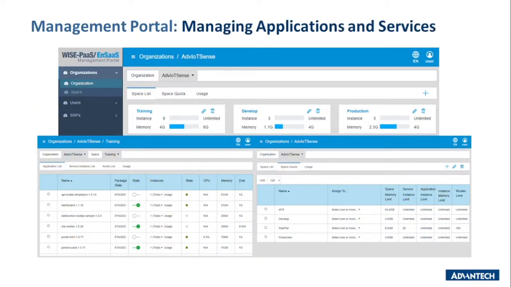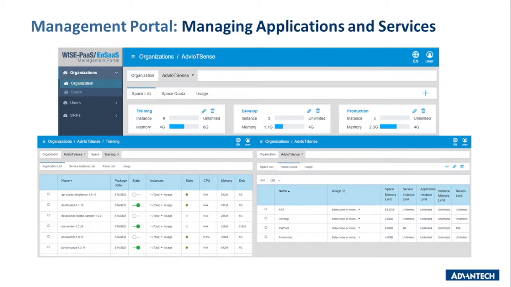Okay, here are some example views of the management backend that our developers or users will see once they log into their WISE-PaaS account. We provide information like how many applications are running, how many services are subscribed to on the platform, what the computing resource consumption status is like, and whether the applications are running or not.